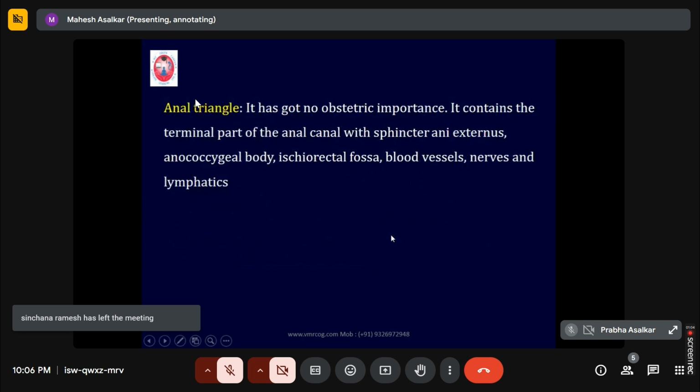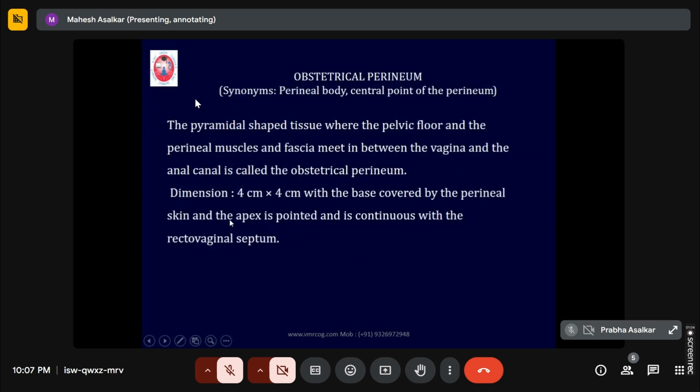Okay. Now coming to the anal triangle, it has got no obstetric importance. It contains the terminal part of the anal canal with the sphincter ani externus, anococcygeal body, ischiorectal fossa, blood vessels, nerves, and lymphatics. Okay. Now coming to the obstetric perineum, what we have seen up till now is the anatomical perineum.